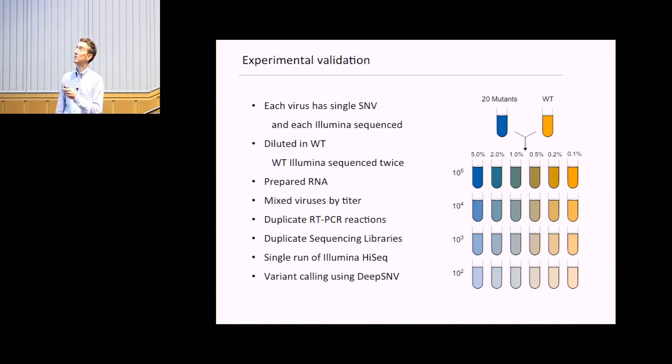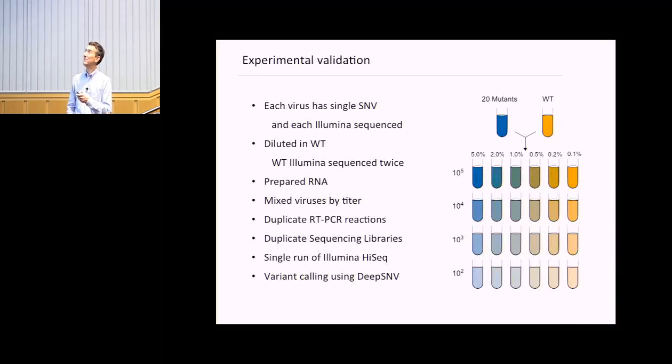We diluted a mixture of these 20 mutants into the wild type at varying frequencies, from 5% of each mutant down to 0.1% of each mutant. And then we varied the input by titer. So we either start with 10 to the 5th viruses all the way down to 100 viruses, okay? And so we've got 20 different samples. We made duplicate libraries of each and put them all in one HiSeq run, okay? And so we have multiple levels of control that detect true and false positives. That's basically what I want to get across.